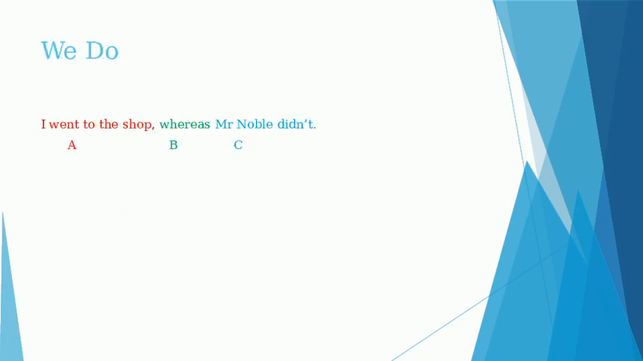Okay. Let's try one together. I went to the shop, whereas Mr. Noble didn't. There are three parts: A, B and C. I want you to talk to your partner, the person next to you, and discuss what part A, B and C are. Are they the main clause, dependent clause, or subordinate conjunction? Okay, think about which parts make sense. I'll give you 30 seconds.